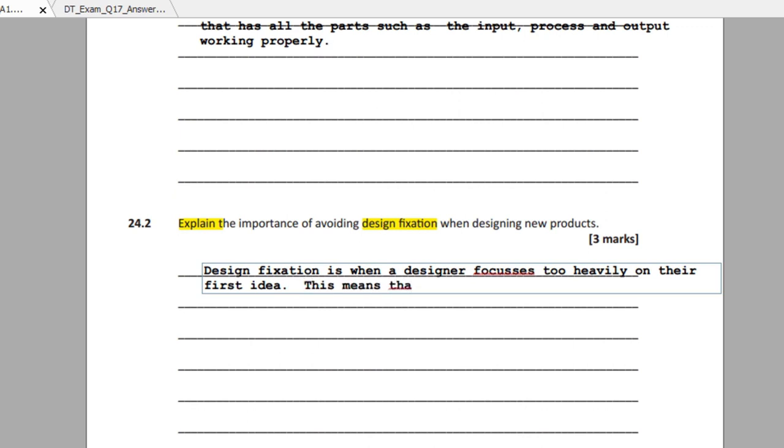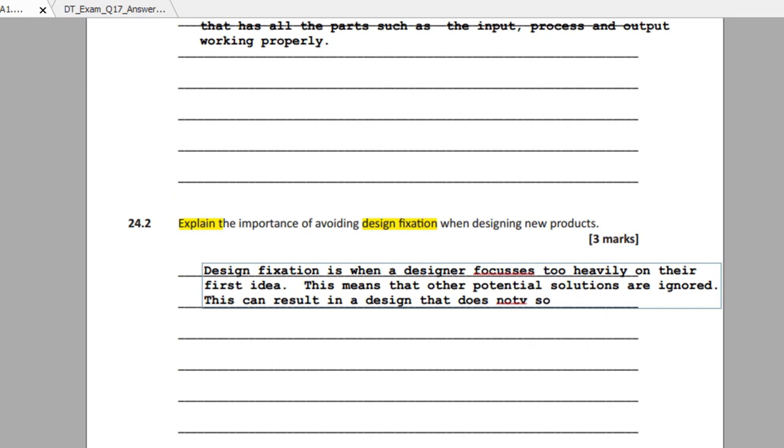This means that other potential solutions are ignored. Okay, so this can result in a design that does not solve the original problem. Okay, brilliant.